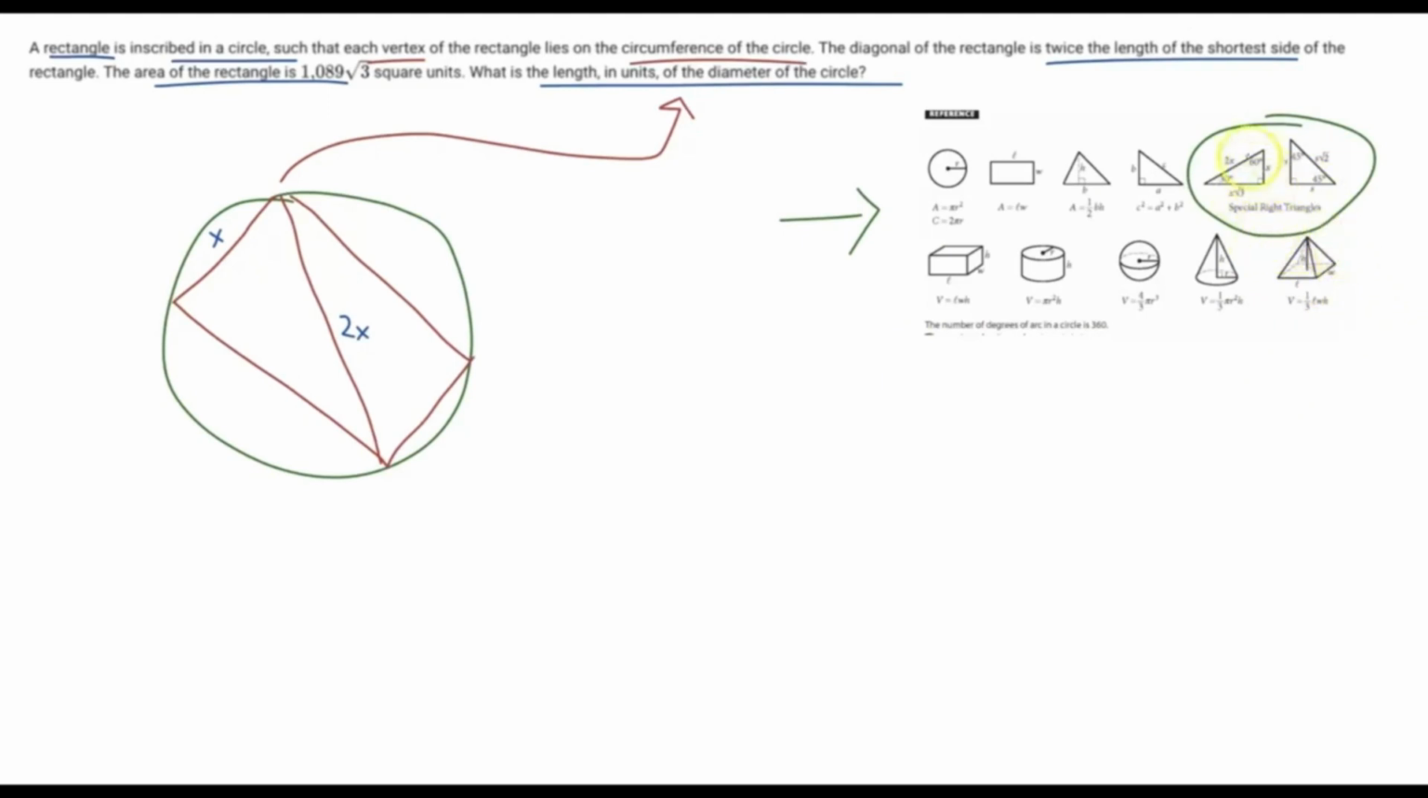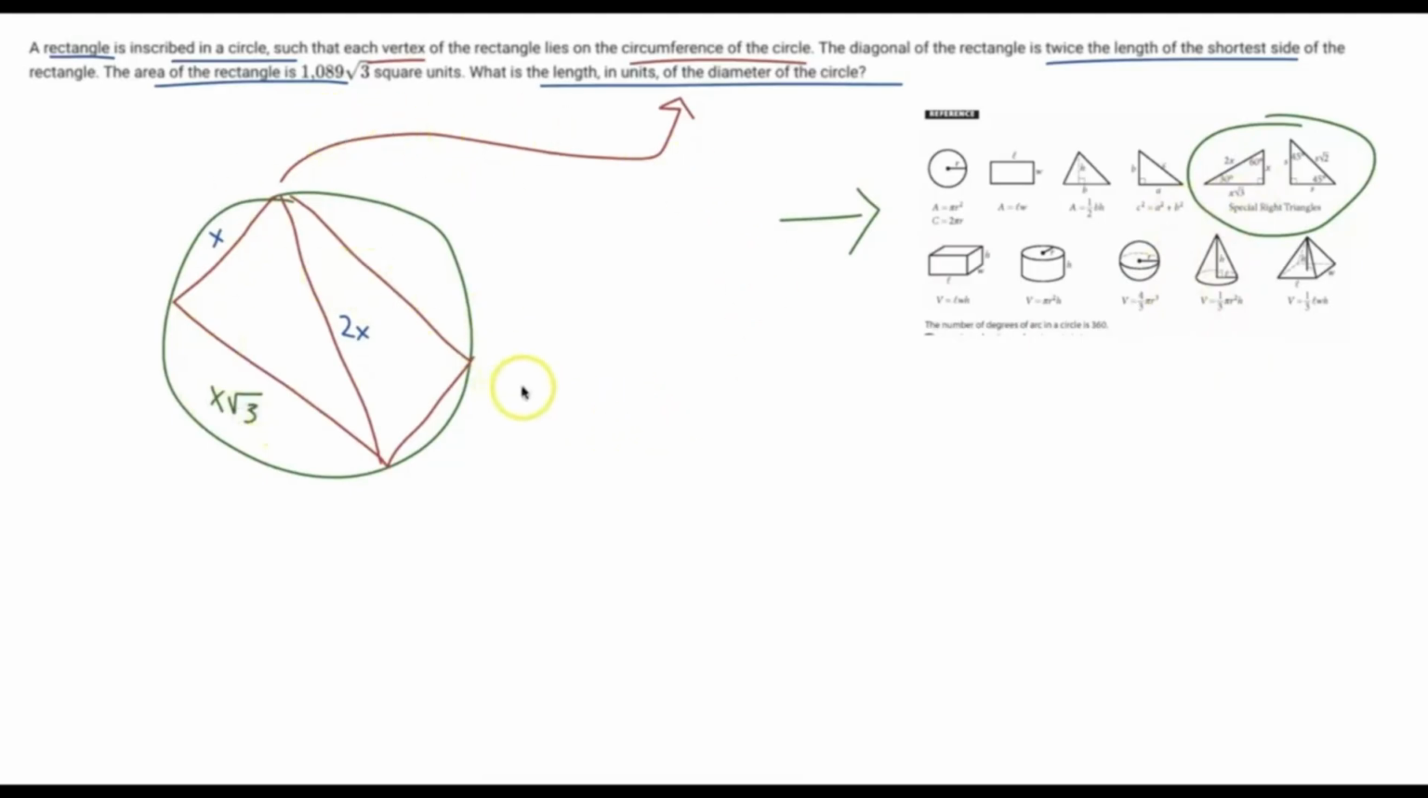So you can see here, for one of our special right triangles, the 30, 60, 90, we have side lengths 2x, x, and x times square root 3. That matches up with this triangle over here. We have side length x for one of the legs, the hypotenuse is 2x, and therefore we can infer that the other side is going to be x times square root 3. So x times square root 3 is going to be our final side for that part of the rectangle.